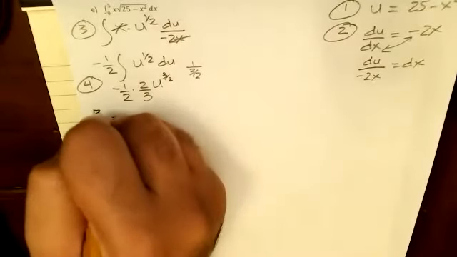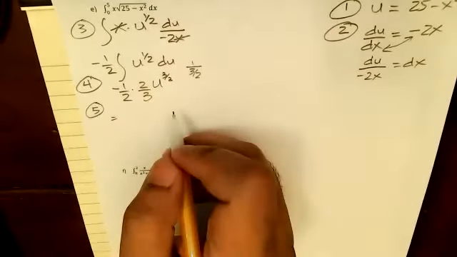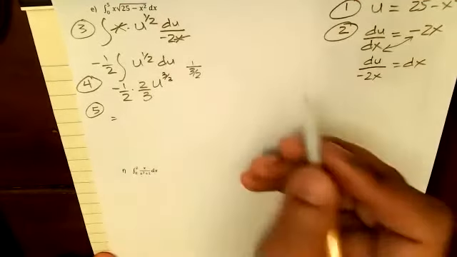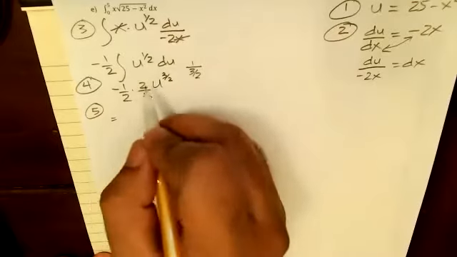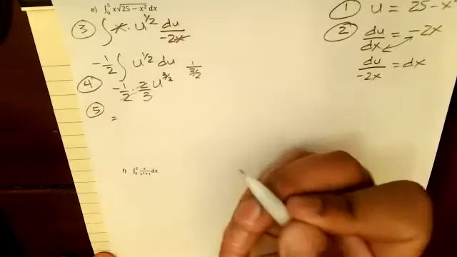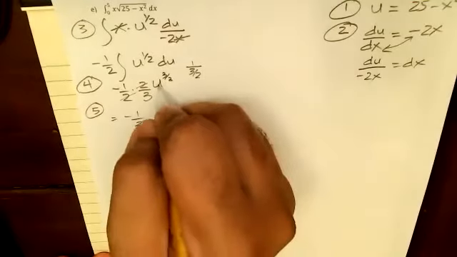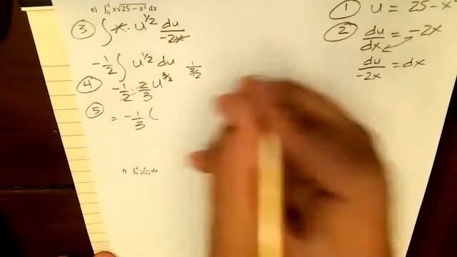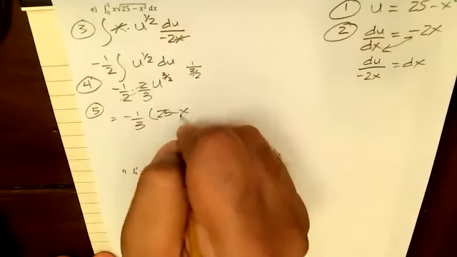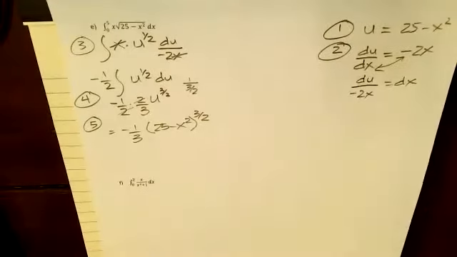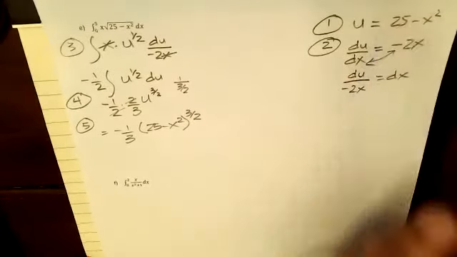What we had to do after that, in step 5, if you remember, after we do the antiderivative, we have to put it back in terms of x. So right here, simplifying this, these 2's are going to cancel. That's just going to give me negative 1/3. And then instead of u, I'm going to put in its place 25 minus x squared, and then power 3/2, because u was 25 minus x squared.